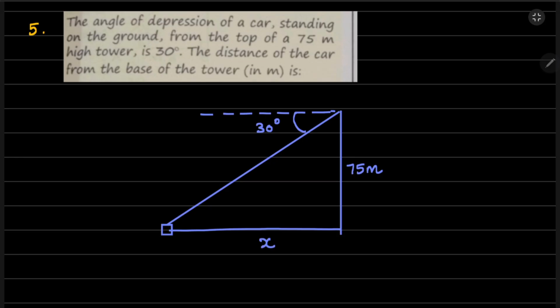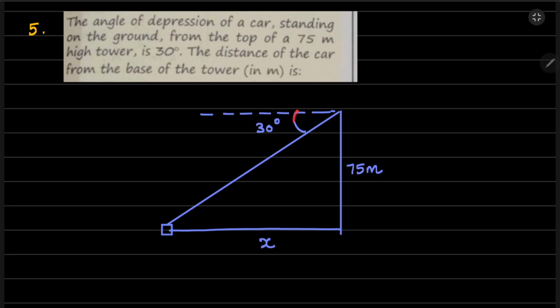Okay, the angle of depression from the top of the tower, the angle of depression of a car. So, let this be the car. The angle of depression of the car standing on the ground from the top of a 75-meter tower is 30 degrees. So how will you mark it? Let this be your horizontal. This angle of depression is 30 degrees. You have to find the distance of the car from the base of the tower. So you have to find this distance. This x is what you have to find.